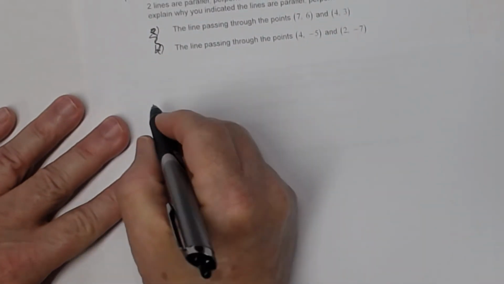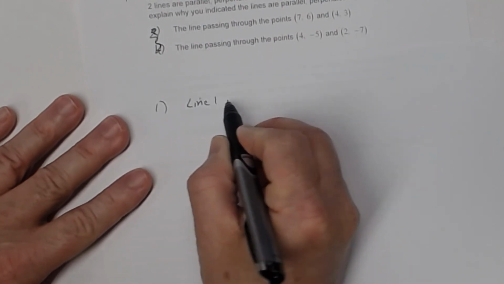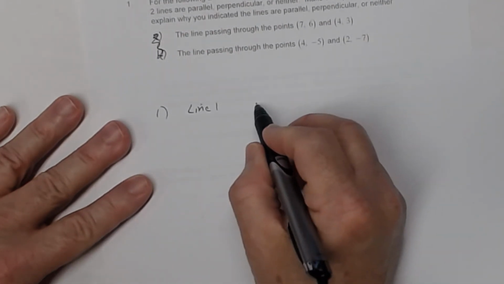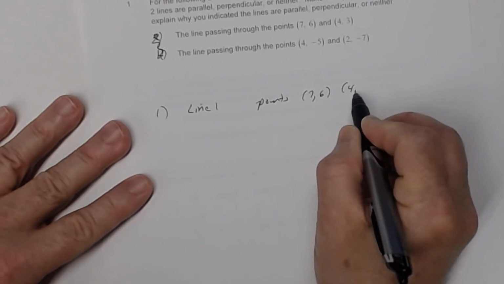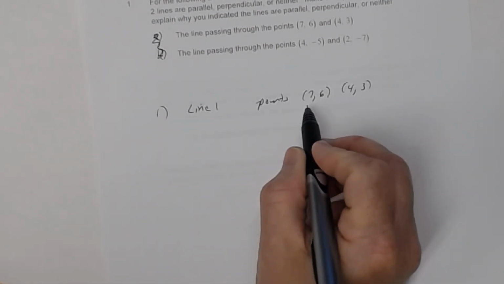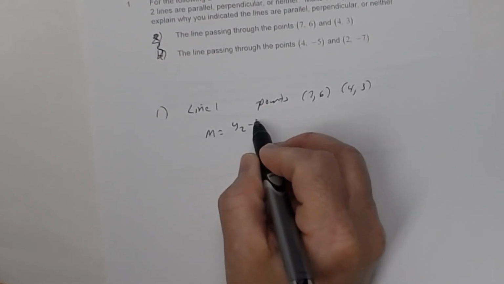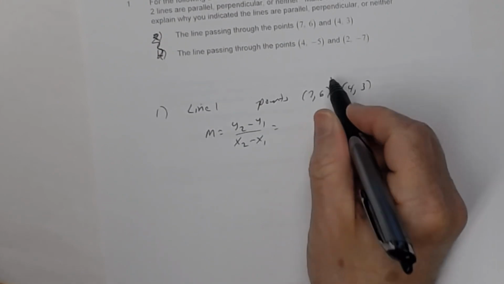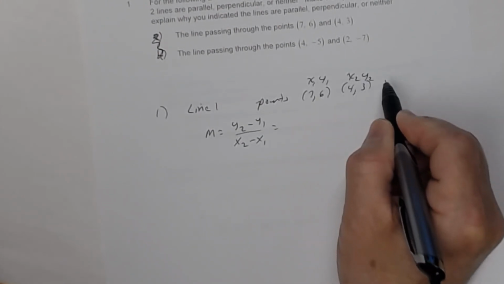Okay, so let's look at number 1. You're given line, I'll call this line 1, and you're given that line 1 contains these points right here. So the points are 7, 6, and 4, 3. And to find the slope, remember the slope formula is y2 minus y1 over x2 minus x1. And it helps to label these. So let's call this x1, y1, and this will be x2, y2.